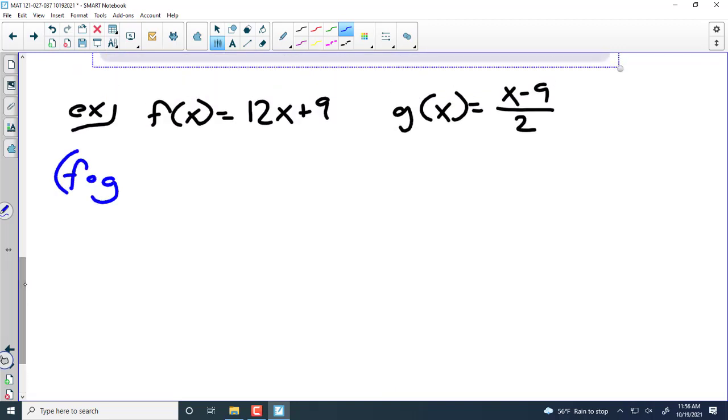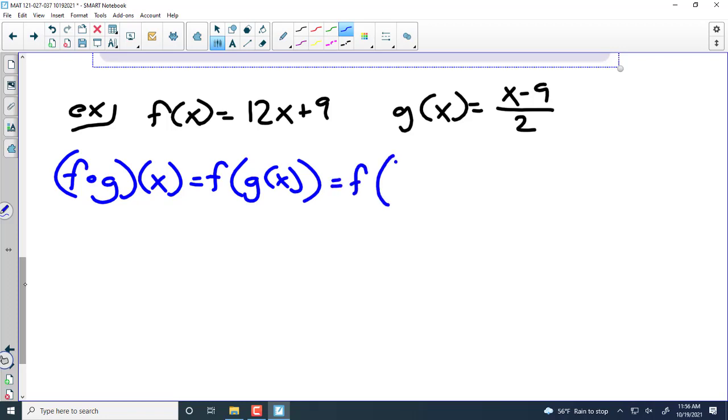F composed with g of x is the same thing as f of g of x, putting the g function inside the f function. That would mean x minus 9 over 12 gets plugged into the f function everywhere we see an x. That means this becomes 12.